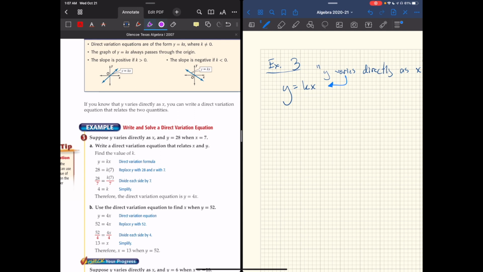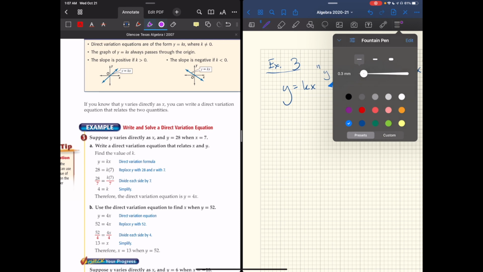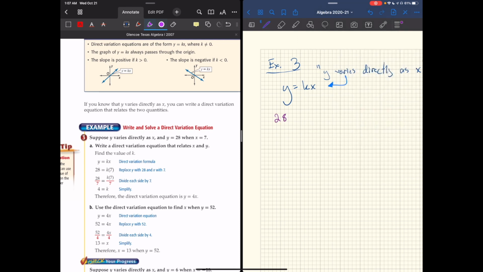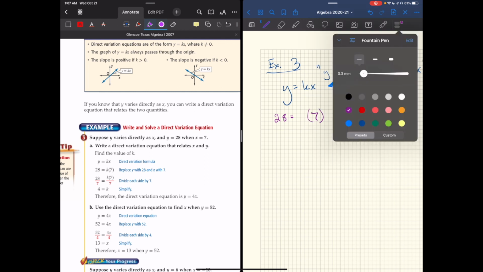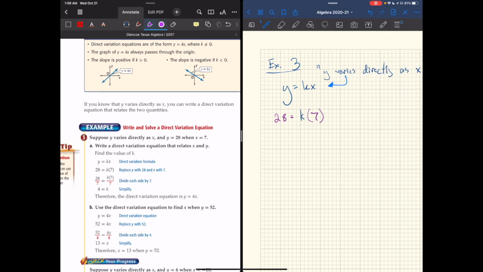Well, what does this matter? Notice they tell us y is 28 when x is 7. In other words, I can supply a particular value of y, 28, and a particular value for x, 7, and that's going to help me figure out what the constant of variation is. If my input x is 7 and my output is 28, what must the constant of variation be? What must I be multiplying by to make that happen?